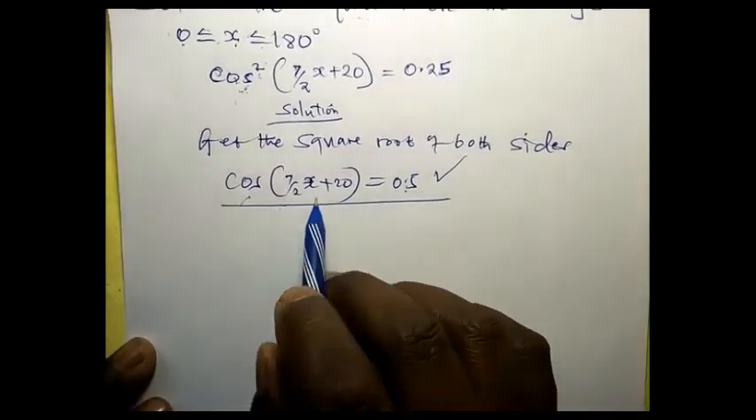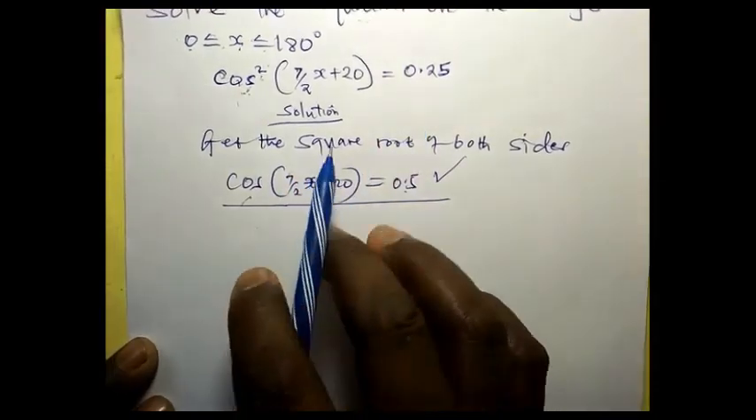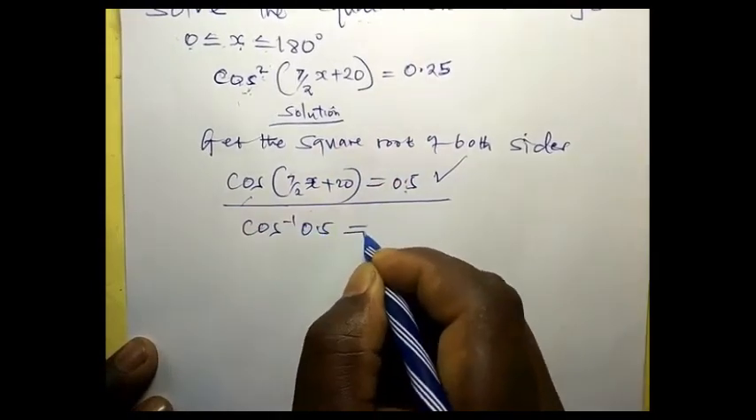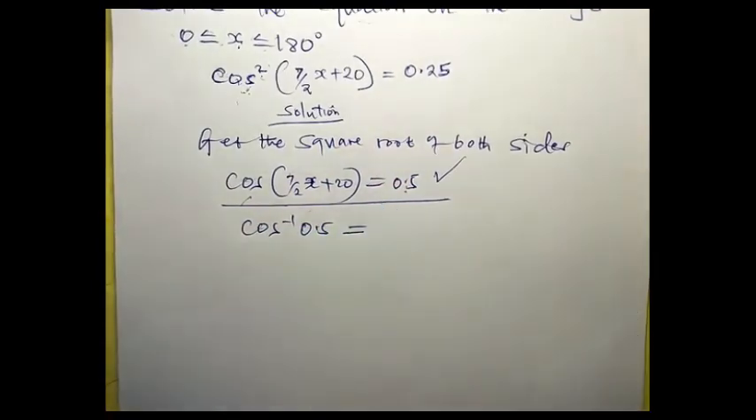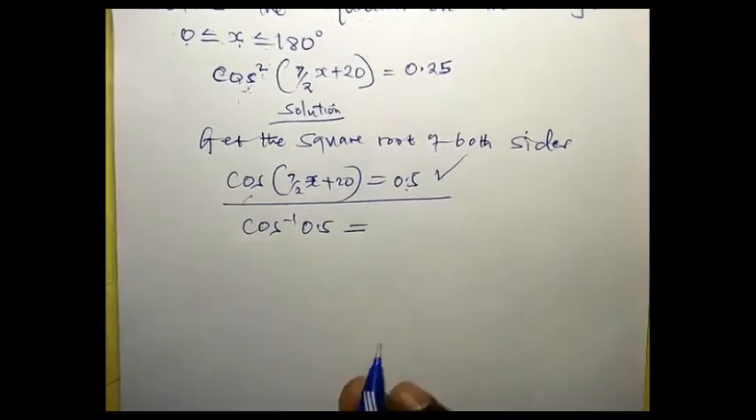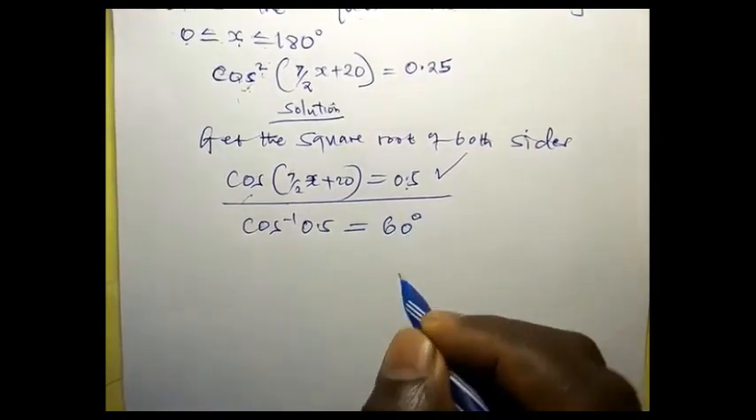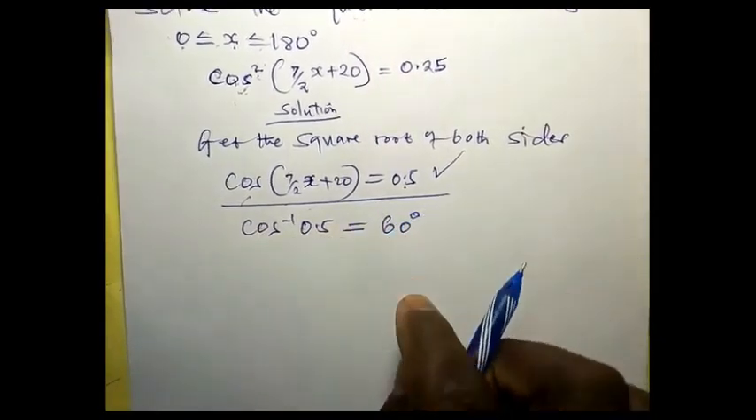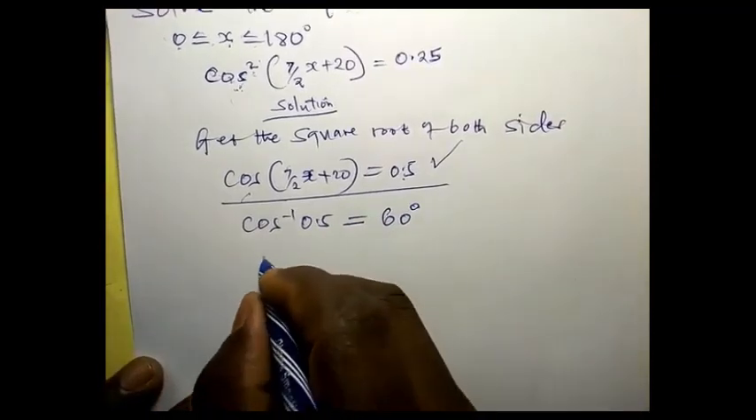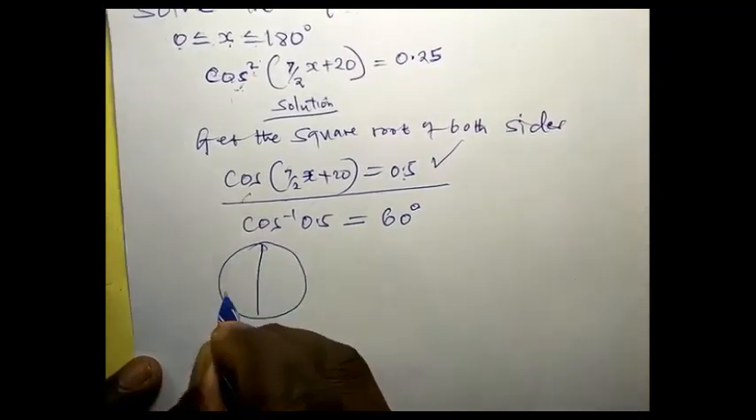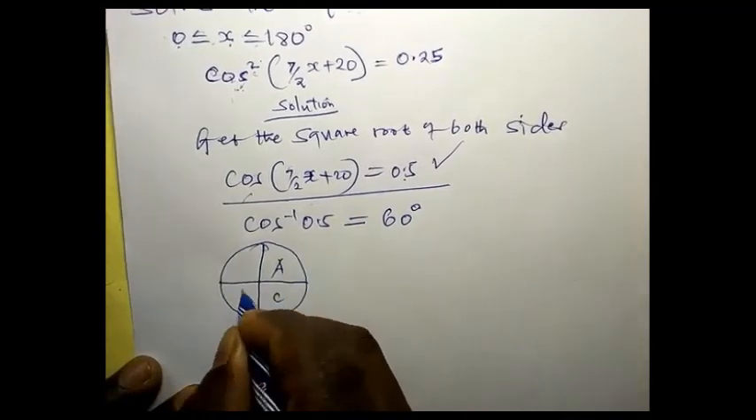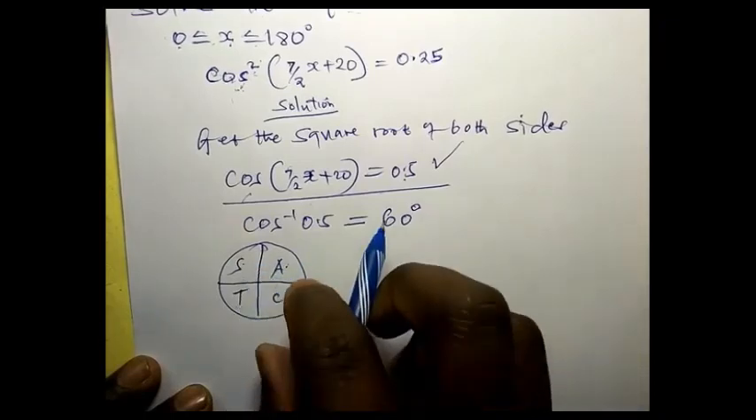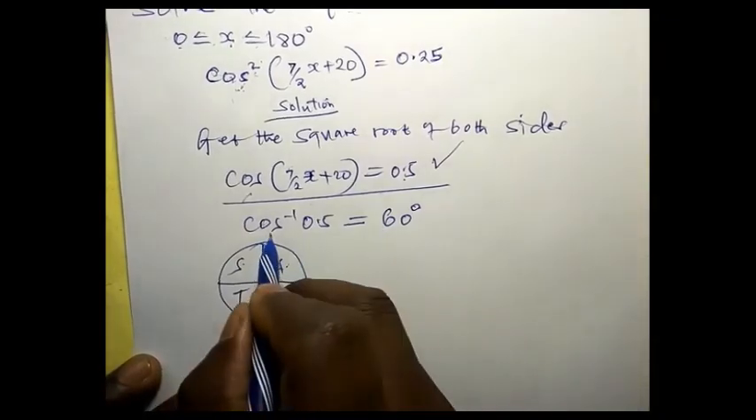As usual, you ignore this as if you don't see it. You just ignore it, and then we have cos inverse 0.5. This will give us the angle, which is 60 degrees. Once you have obtained the angle, cos inverse 0.5 is 60. Now you draw the unit circle and write ASTC. All of them are positive. So we want the quadrants where the cos is positive only.